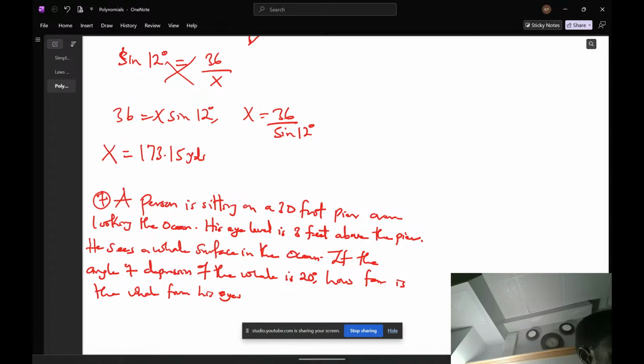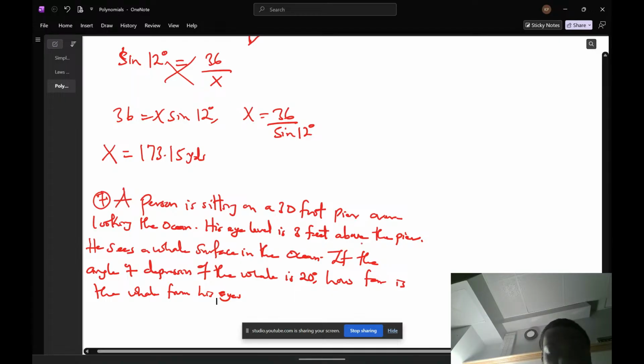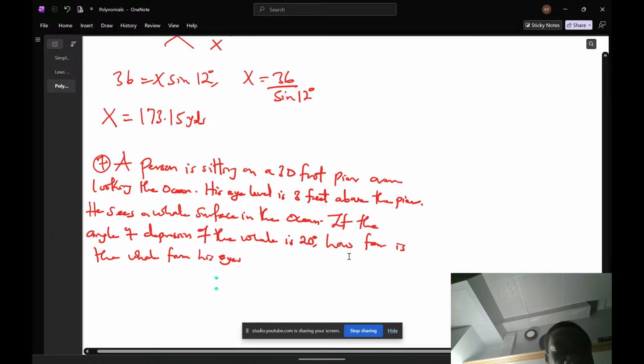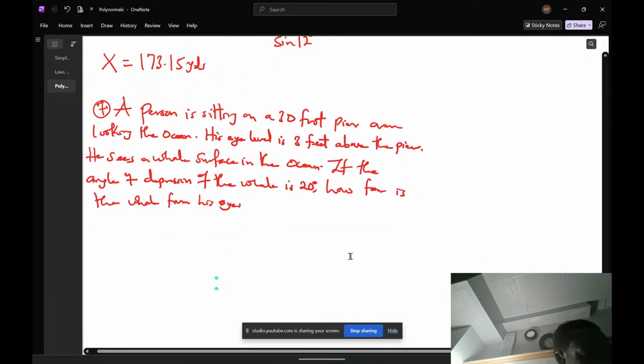How far is it from his eyes? Okay. It says a person is sitting on a 30-foot pier overlooking the ocean, and his eye level is 3 feet above the pier. He sees a whale surface in the ocean. If the angle of depression of the whale is 20 degrees, how far is the whale from his eyes?